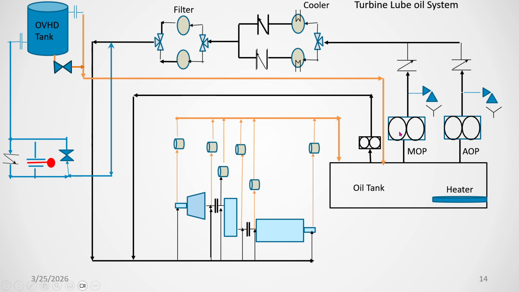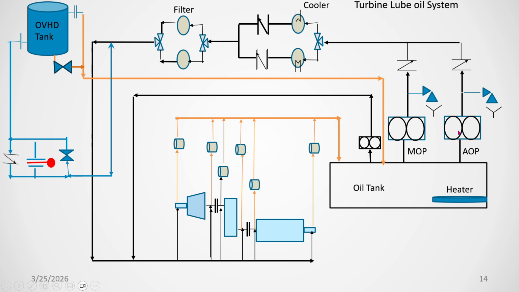Then through this MOP, motor air driven, shaft driven, the oil goes through the relief valve, then NRV, to the cooler, NRV again, and then the filter. Then it comes to the ring header, and from here through the bearings it goes into the tank. And these are the MOP, main oil pump. We are not using any other, and these are the pumps.